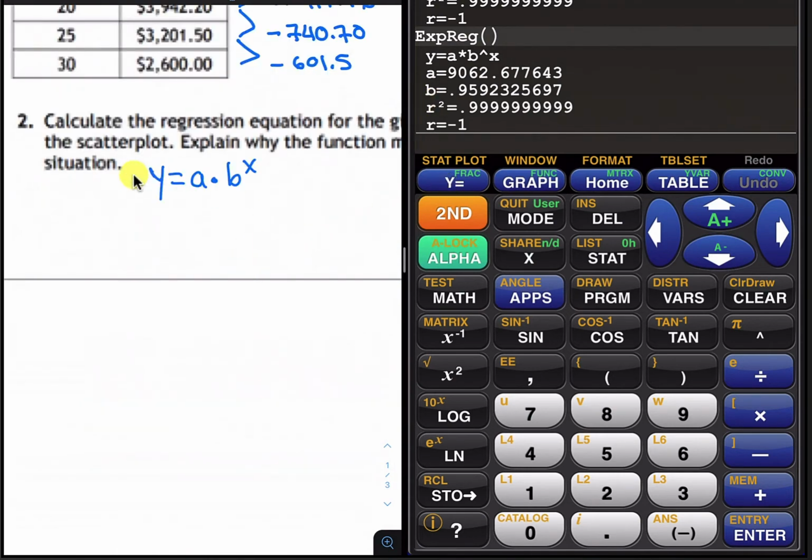All right, so back to our page. We know the equation is in the form y equals a times b to the x. That's what an exponential equation looks like. And the a value is 9062.68, and the b value is 0.9592, which we round. So our equation is y equals 9062.68 times 0.9592 raised to the power of x.